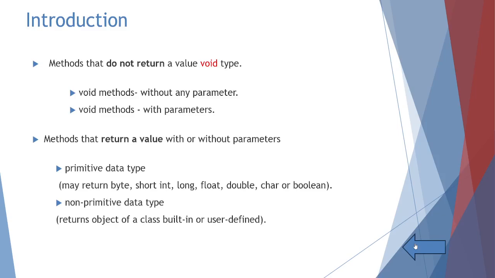So we divide the methods into two types: methods that do not return a value and methods that return a value. Methods that do not return a value are void methods. They may be called without any parameter or with parameters. The methods that return a value definitely return a value, either with parameters or without parameters. Both types are either returning a primitive data type or a non-primitive data type.